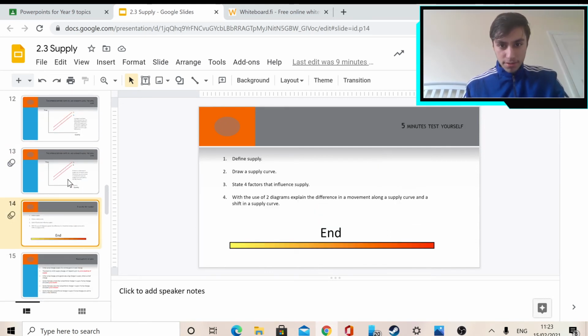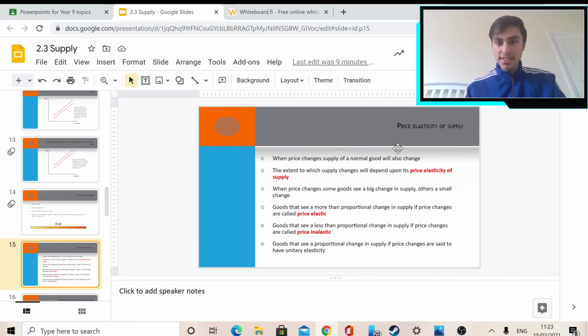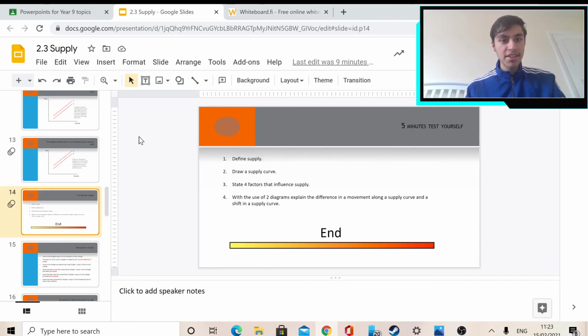What else? Oh, four factors that influence supply. We just explained that. We know what supply is, how to draw a supply curve, you know that. And with the use of two diagrams, explain the difference in movement across supply and supply curve. Wow, I think we have come to the end. So this is price elasticity of supply, which will be covered in the next video.